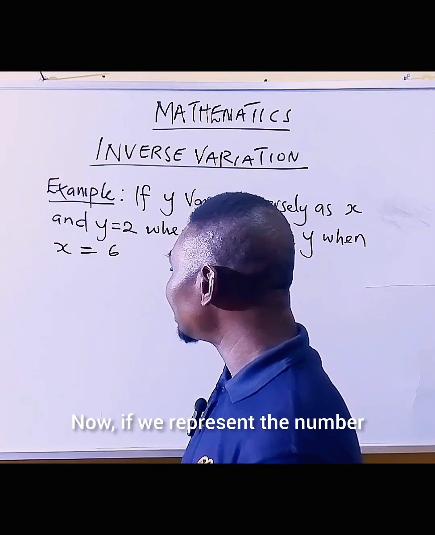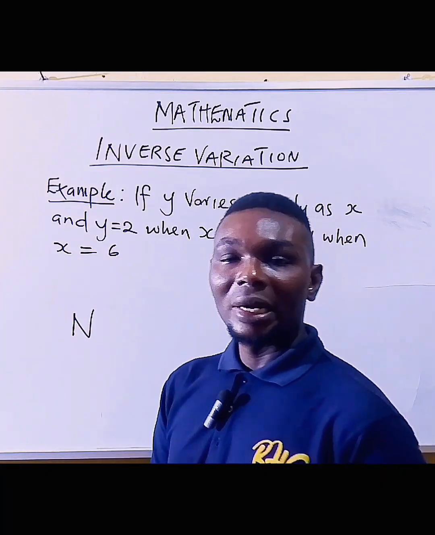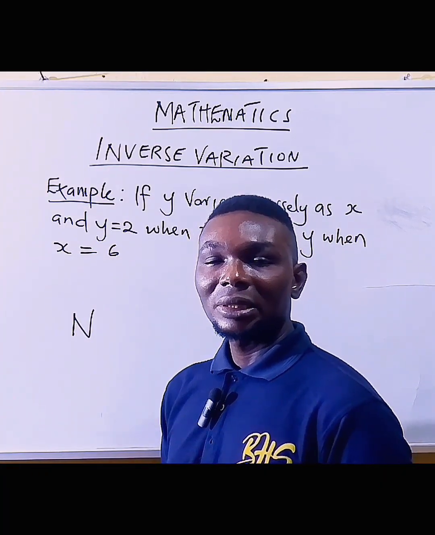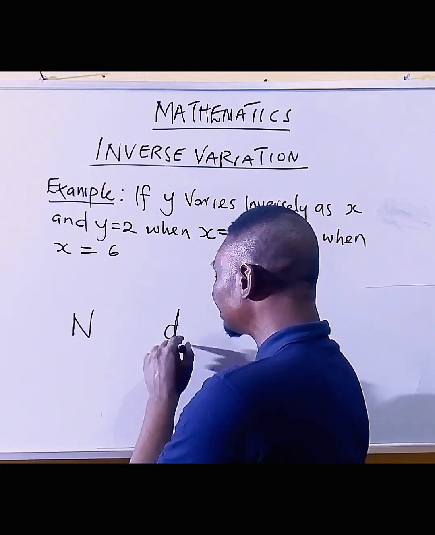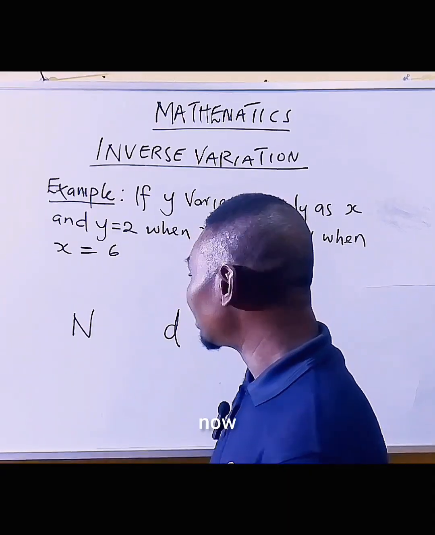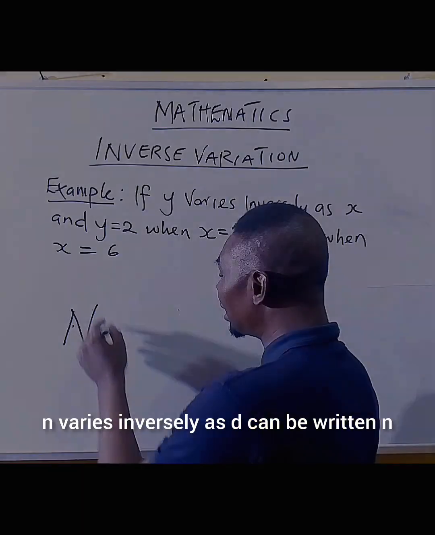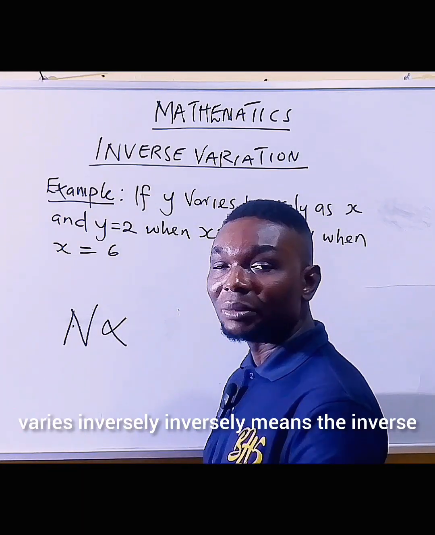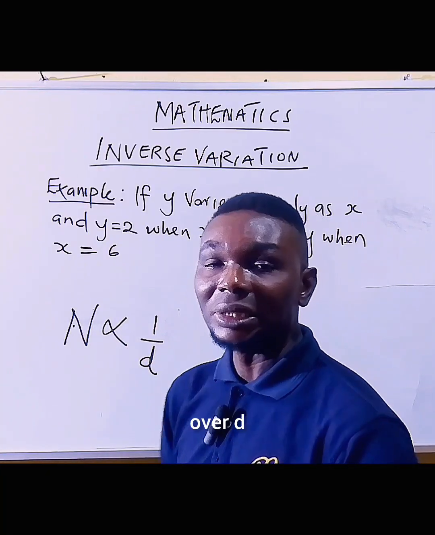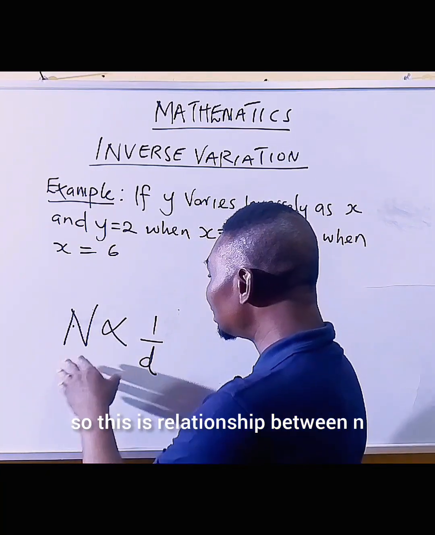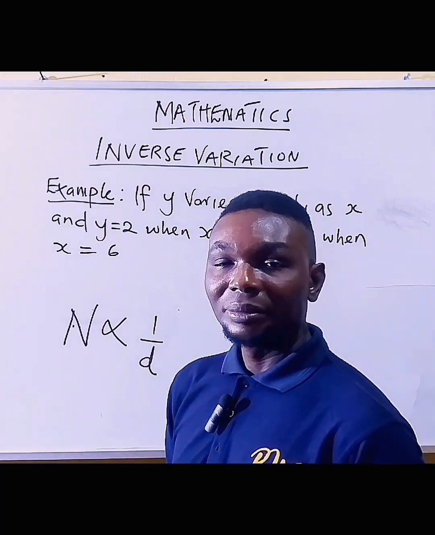Now, if we represent the number of workers as n and the number of days as d, n varies inversely as d. Inversely means the inverse of d, that is 1 over d. So this is the relationship between n and d.